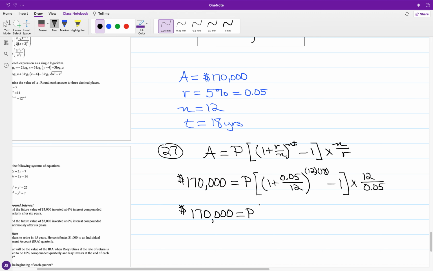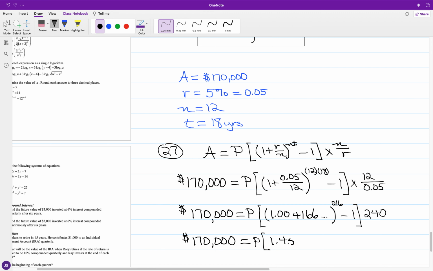Okay, so with the inside numbers here, you have 0.05 over 12. You're going to have a repeating decimal, and what is going to arise here is 1.0041 and then 6s that repeat. And for 12 times 18, this is going to be 216, and we have minus 1, and 12 divided by 0.05, that is going to be 240. And for our decimal here, that number we have right at 1.455. And still taking away 1, and again we have times 240.